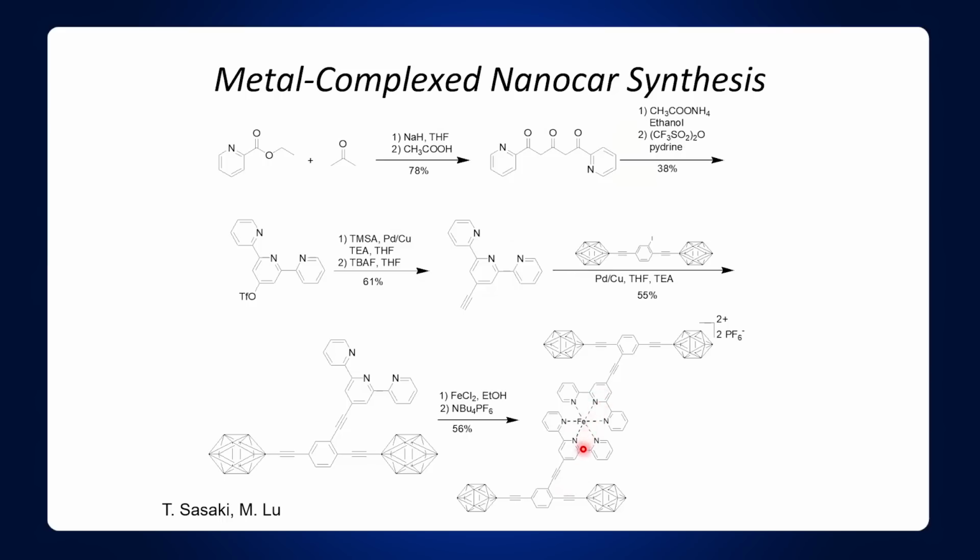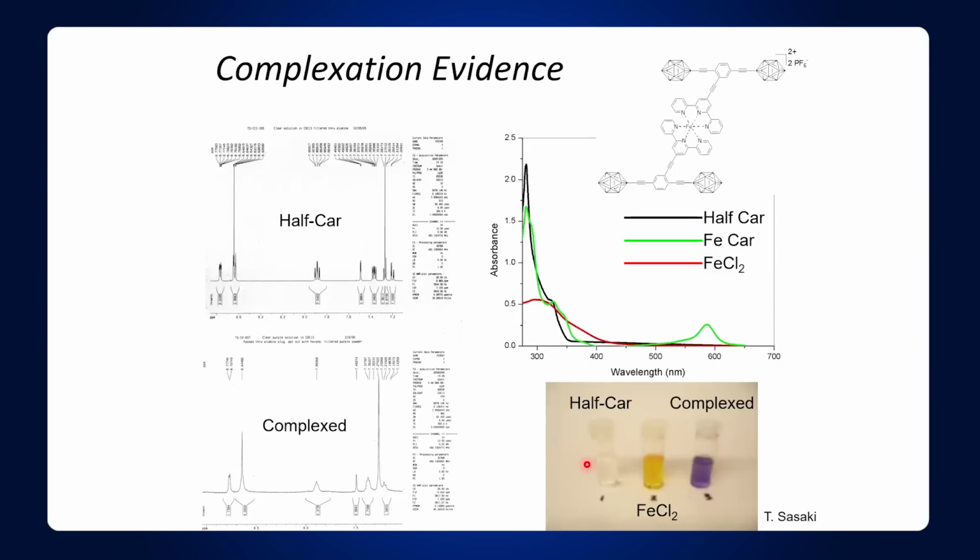And so that worked. So, when you see a yield here, that was the yield of the actual reaction. And so you can see here's the half car. As soon as you complex it, you get the whole car. And the color changes of the solution too.